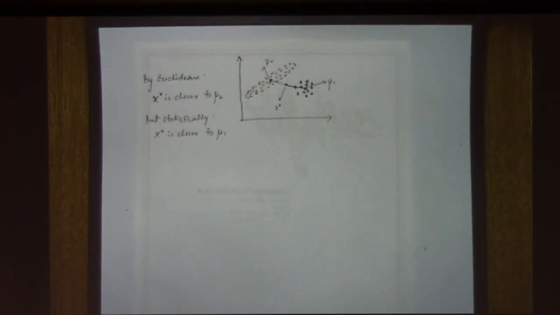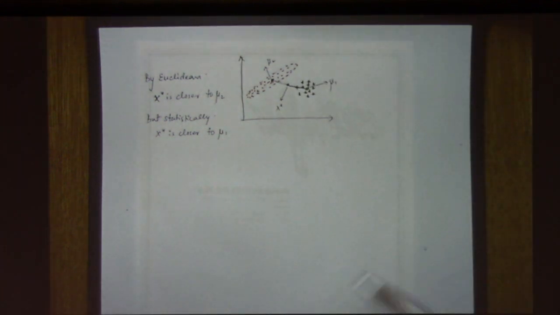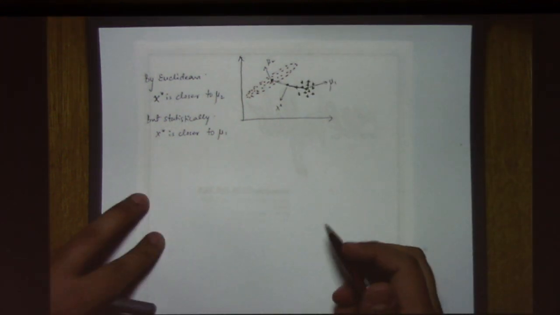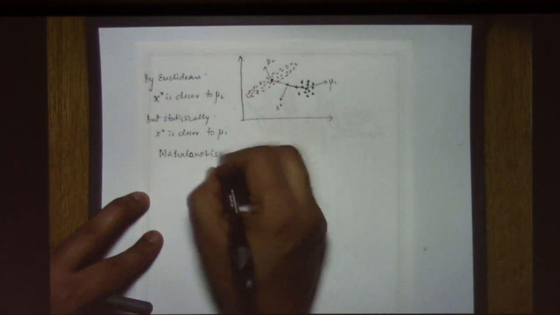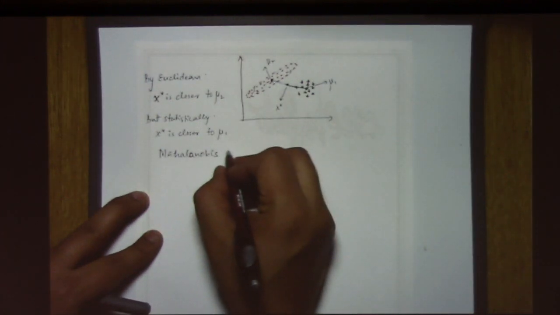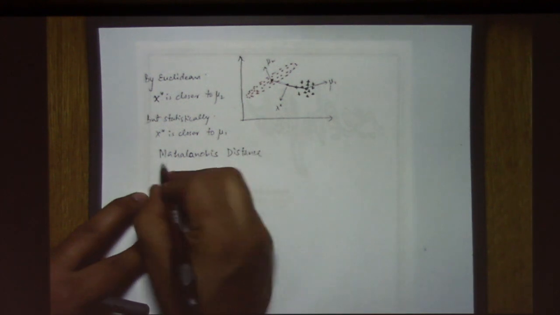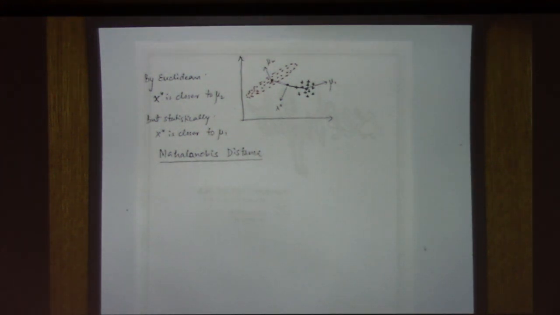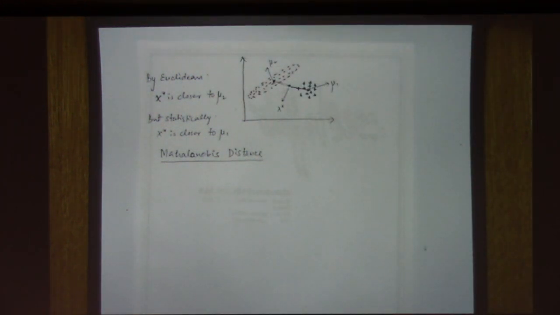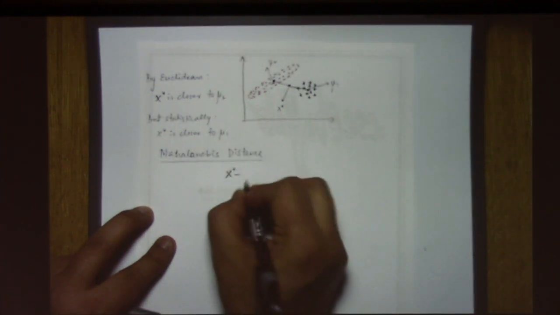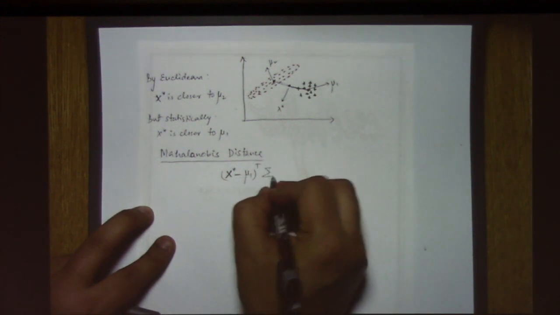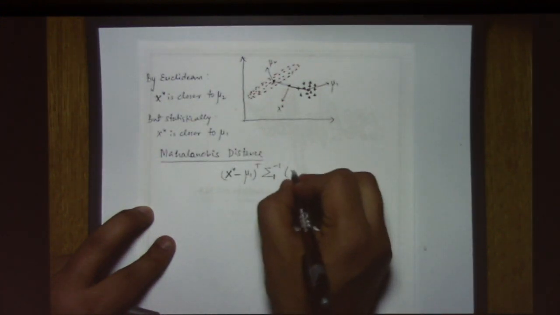So how do you measure the distance between 2 points? By also incorporating how the data is distributed. That measure is called Mahalanobis distance. There's a very famous statistician from India, P.C. Mahalanobis, so this is named after him. The Mahalanobis distance is the statistical distance between 2 points, and that is measured as, for any 2 points, x star minus mu1 transpose inverse x star minus mu1.